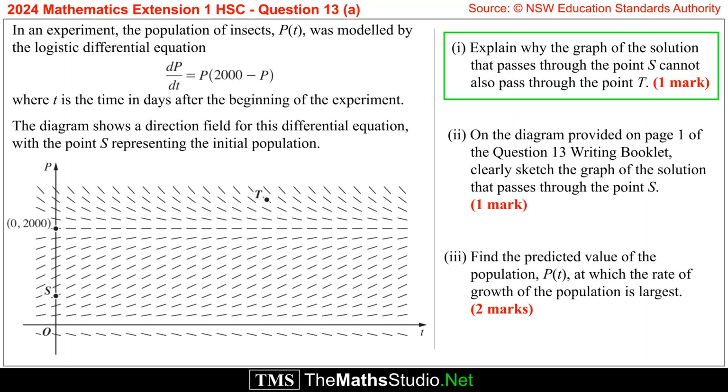Part 1. Explain why the graph of the solution that passes through the point S cannot also pass through the point T.